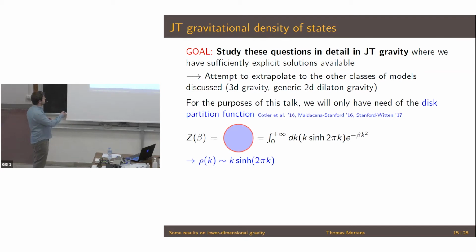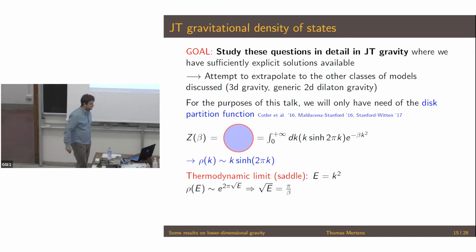So this is the gravitational path integral in JT gravity, restricted to a disk topology with a single boundary of length beta, which one interprets as the inverse temperature. And this is the answer that one gets. And you find the density of states as k times sinh 2 pi k, where the energy variable will be E equals k squared. So that would give you sinh 2 pi square root E. So that's the density of states on the disk.